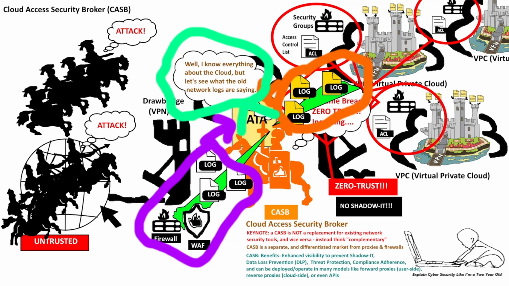And not just that, it has multiple enhanced features and capabilities that go far beyond the traditional network infrastructure. The benefits of a CASB are much more than I can explain in this video, but at a very brief high level, this includes enhanced visibility to prevent shadow IT, various data loss prevention techniques, threat protection, compliance adherence, and what's more, a CASB can be deployed and operated in many advanced models, like forward proxy mode, e.g. user-side, or reverse proxy, e.g. cloud-side, or even API, application programming interface mode.